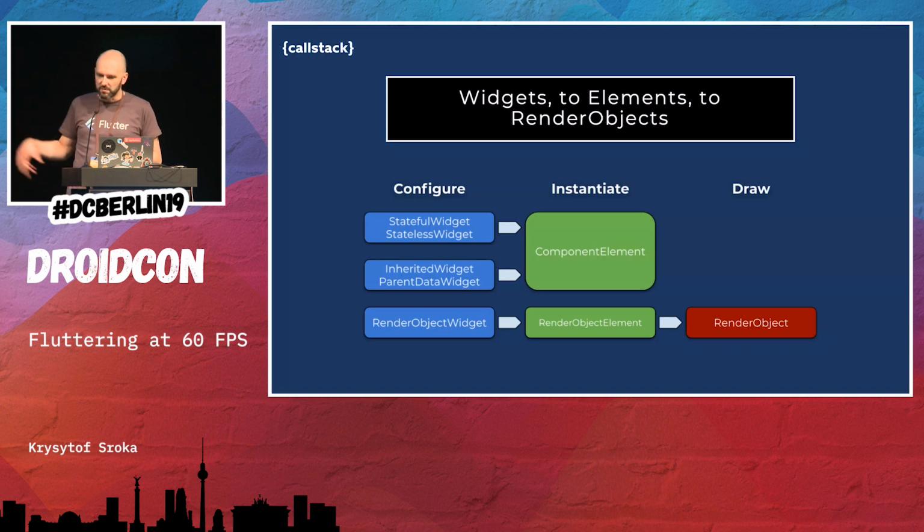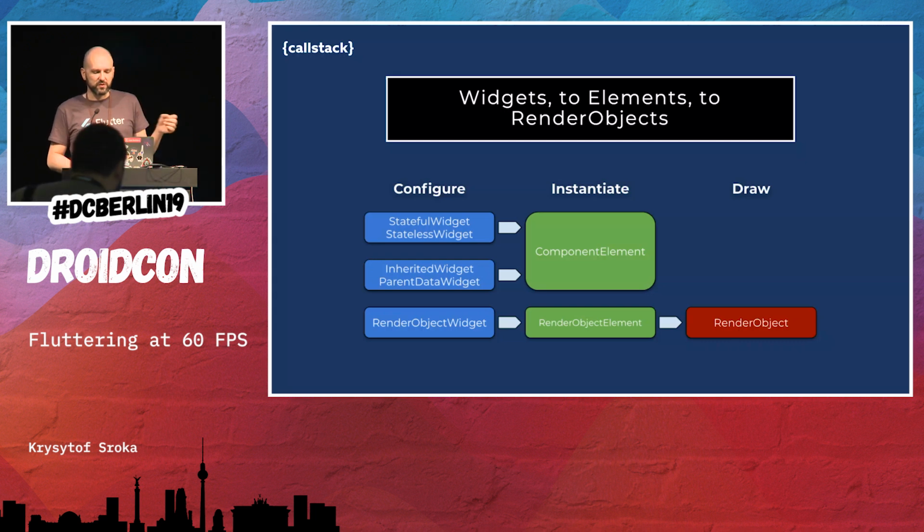You don't need to actually remember all of this. It's just that we have three basic types of widgets, or three basic groups of widgets, on the left-hand side. And these are basically called configurations. So this is how we configure Flutter to run. And the first and second are what we usually use in Flutter as developers.